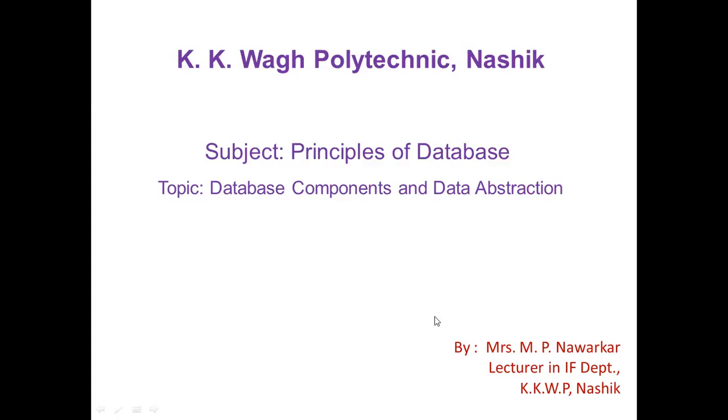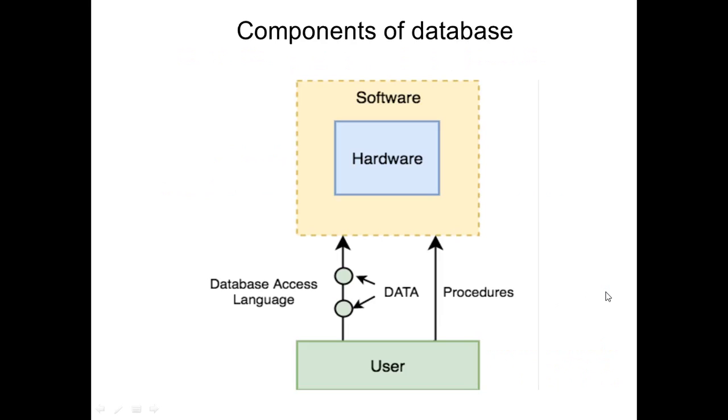Today we are going to see the topic database components and data abstraction from the subject principles of database. Now we will see what are the different components of database. This diagram shows different components of database. It has software, hardware, database access language, data and procedure. And the last one is the main, which is the user, means who is going to operate.